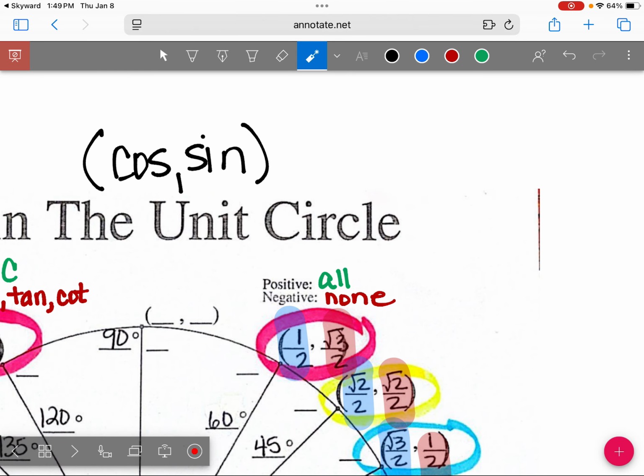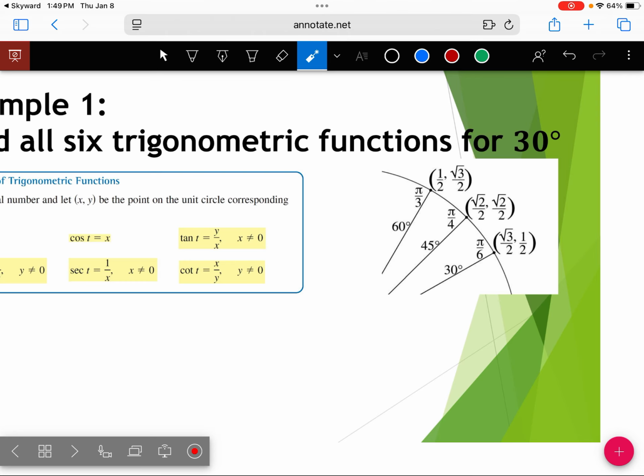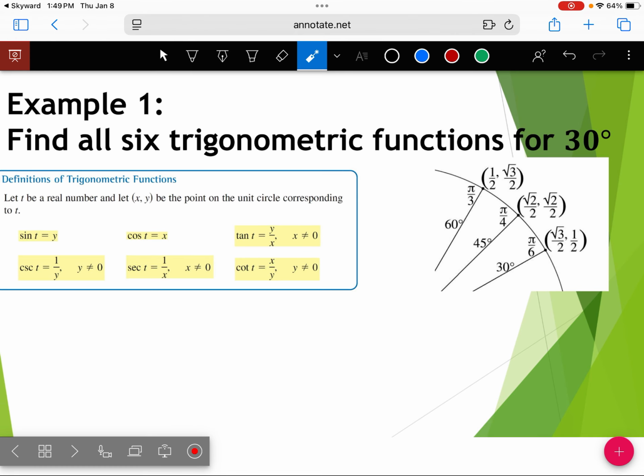Okay, y'all, so we're ready to get started. Let's do our first example. Go ahead and copy this down in your notebook. Somebody asked me earlier, how are we going to use it? Now we're getting ready to use it. So the only thing I need for you to write down is the example. Example 1, find all 6 trig functions for 30 degrees. Now this you should already have glued down, and this you should have on your unit circle. Your unit circle will be your calculator for the next 4 tests.